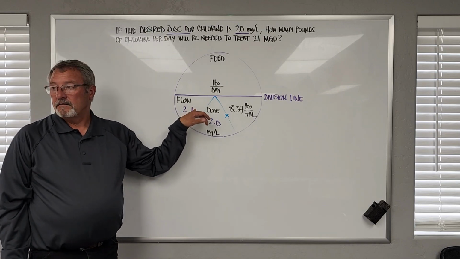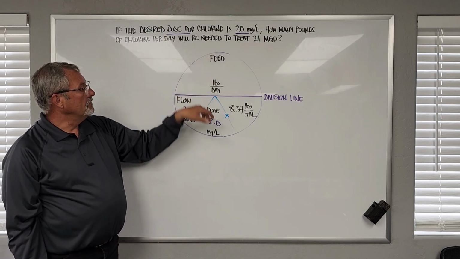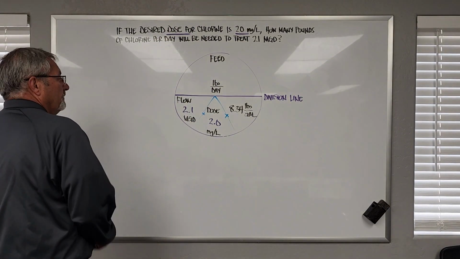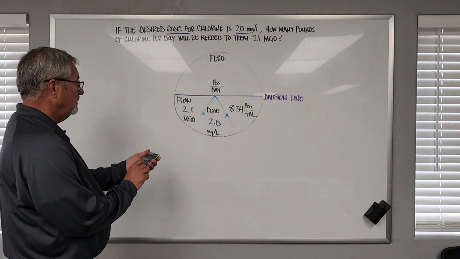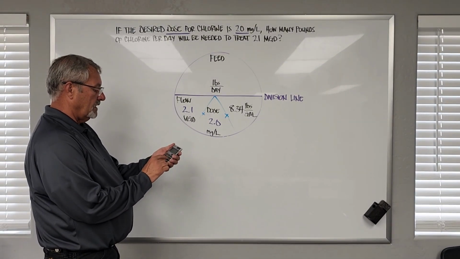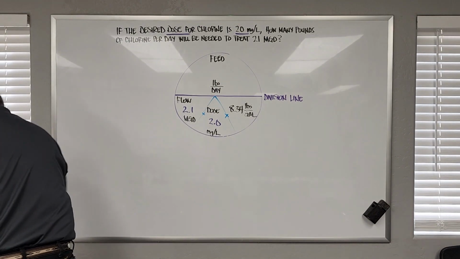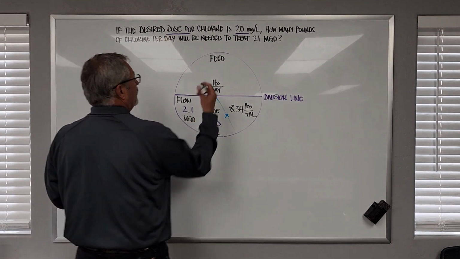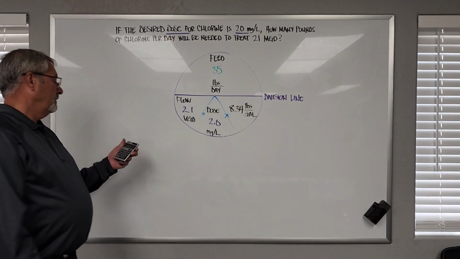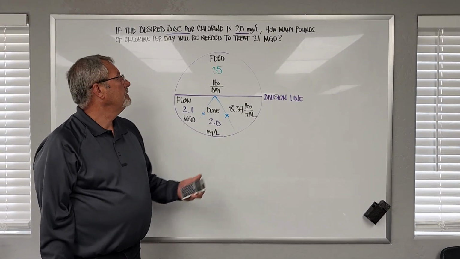See how I wrote it right here under the flow? That's the flow. We've got the dose. We've got 8.34 pounds. So if I multiply these across, 2.1 times 2 times 8.34, I am left with 35 pounds per day. It goes right there. It was 35.028. I'm just going to round it to 35.